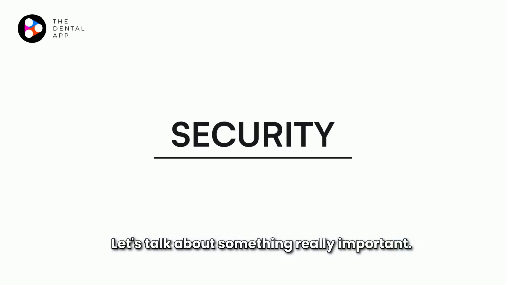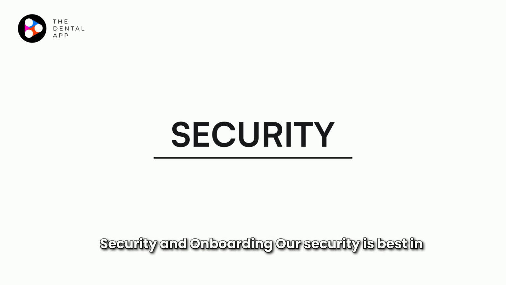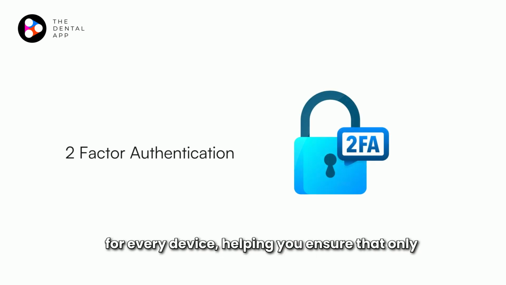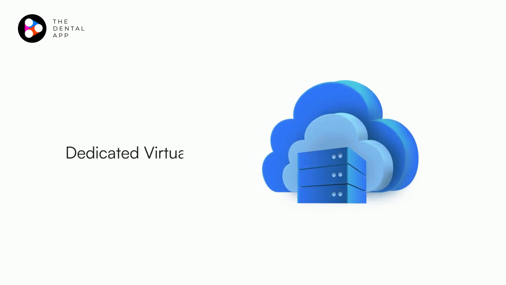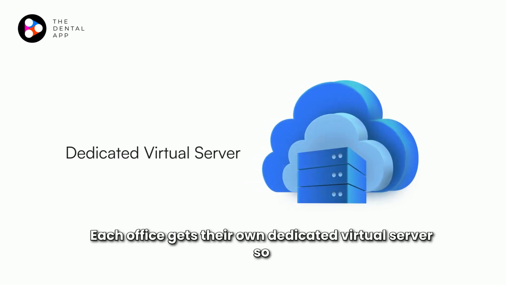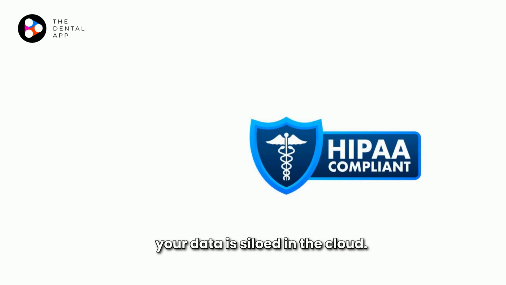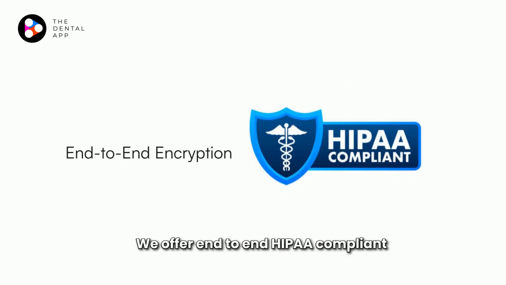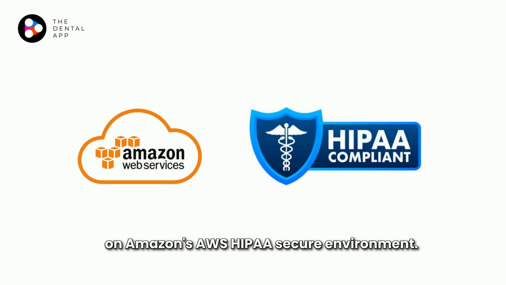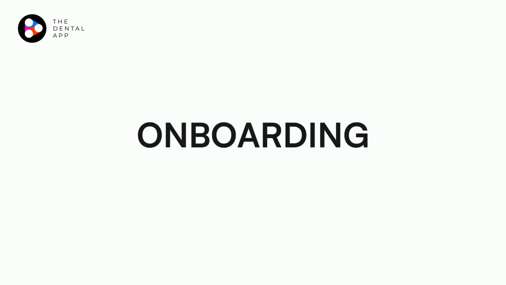Let's talk about something really important, security and onboarding. Our security is best in class, and we require mandatory 2-factor authentication for every device, helping you ensure that only the right people have access to your office. Each office gets their own dedicated virtual server, so your performance is never impacted by other offices and your data is siloed in the cloud. We offer end-to-end HIPAA-compliant encryption, and we run our entire platform on Amazon's AWS HIPAA secure environment.